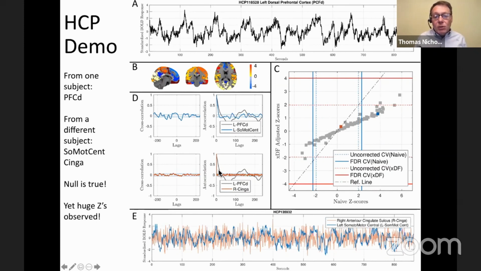And that was a correlation between some region that had almost no temporal autocorrelation, as compared to a correlation between two different subjects' data that are still highly temporally autocorrelated, and hence have great sampling variability. And so the XDF says that needs to be corrected. It goes from the naive approach, almost a z-score of 4, to less than 1.5 after correction. So it's doing its job.